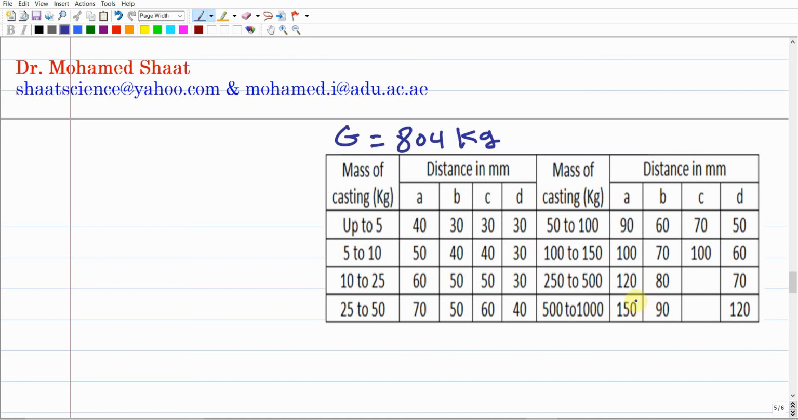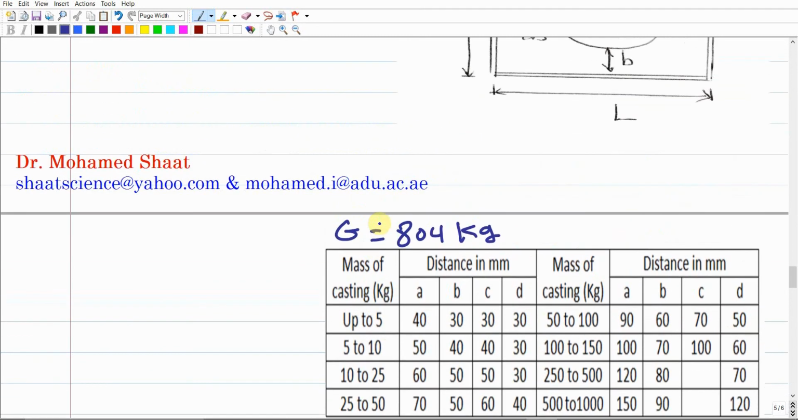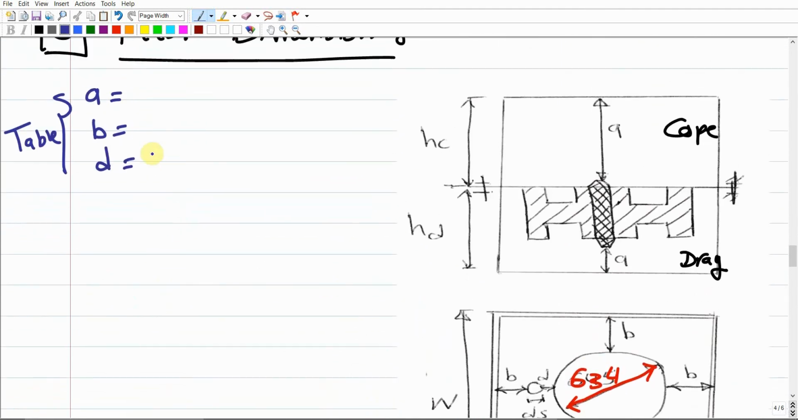As you can see, we're going to find the A value is 150, the B value is 90, and the D value is 120 millimeters. So we're going to go up here and write these values. A, we got from the table, is 150 millimeter, and B we got is 90 millimeter, while the D value we got, this should be 90 millimeter, and this value is 120 millimeter.